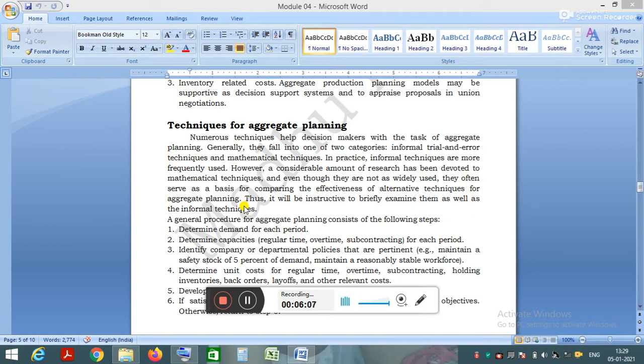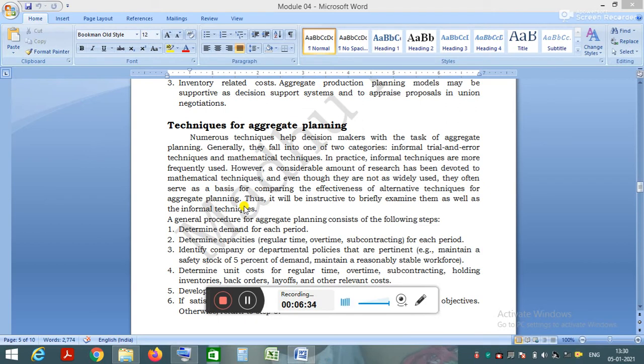The next step is to identify the company or department policies that are pertinent. That means whether we are using subcontracting, or whether we are maintaining inventory to reach the demand. The decision maker must know what policies are followed by the company or by each department.